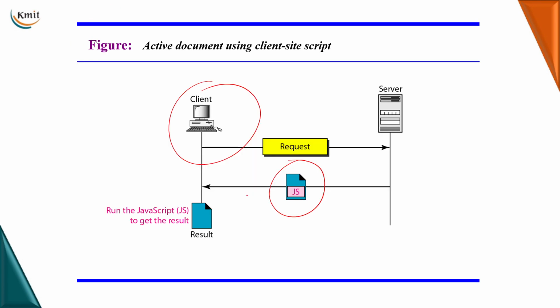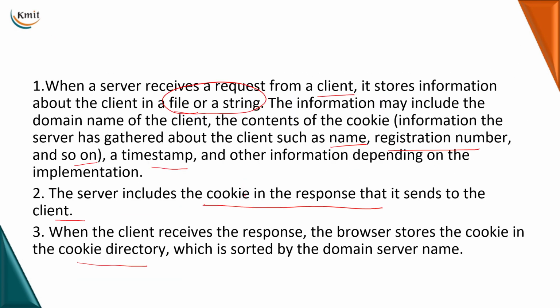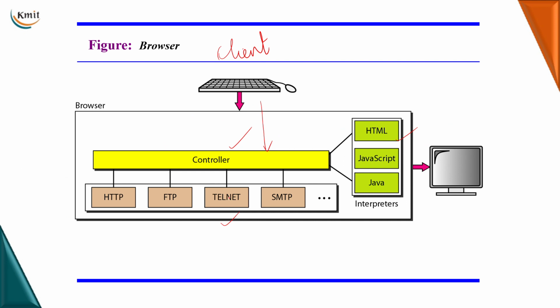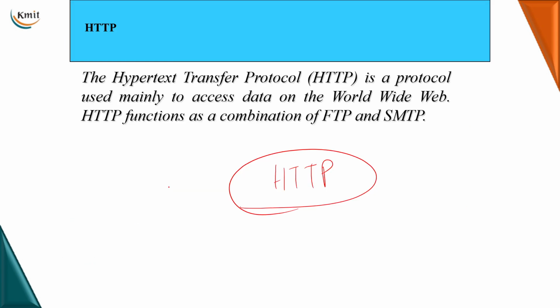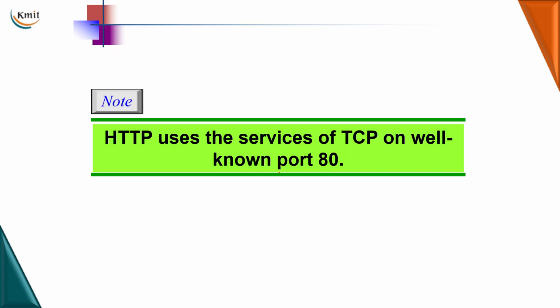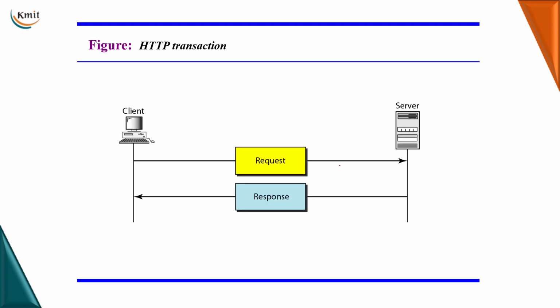As I told you, a browser will make use of the following components. It makes use of the controller, and it makes use of some very important protocols like HTTP and FTP. So one such important protocol is HTTP, Hypertext Transfer Protocol. It is a protocol used mainly to access data on the World Wide Web, and HTTP is a combination of FTP and SMTP. HTTP uses the services of TCP on a well-known port, port number 80.